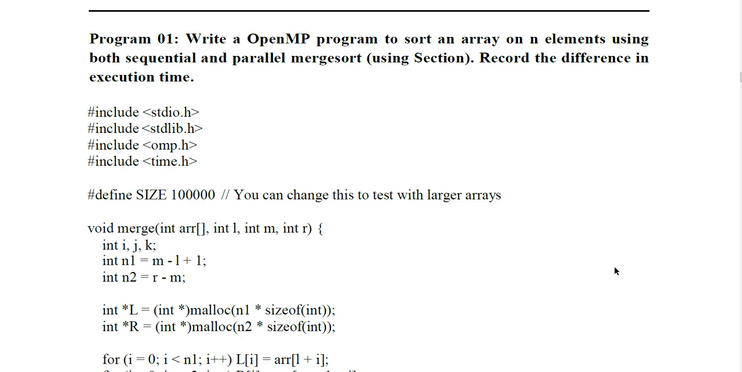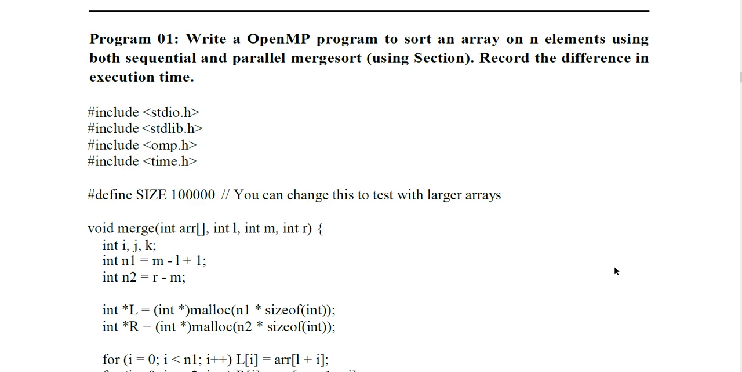Now let us see the code. In this code we are including stdio.h, stdlib.h, omp.h, and then time.h. These are the header files and macros. The size of the array here is defined as 1 lakh.